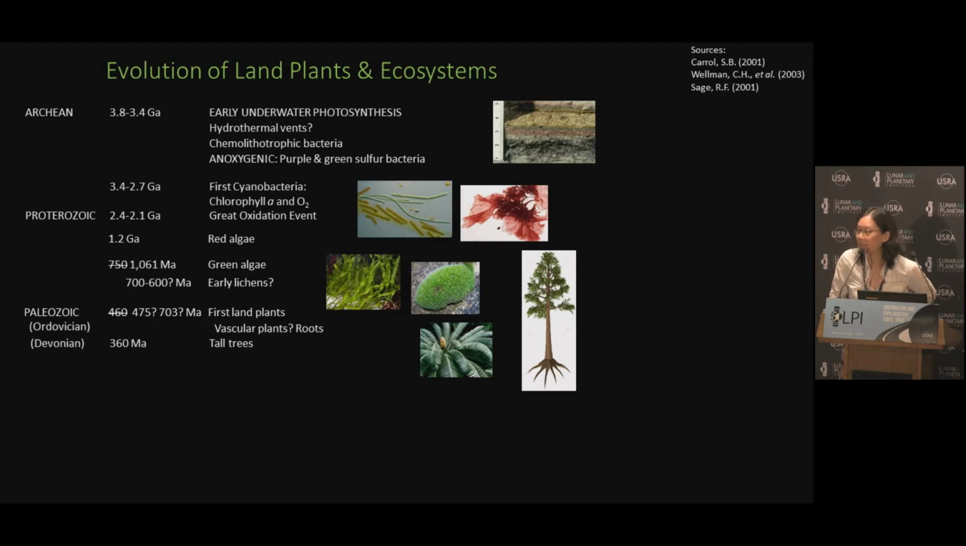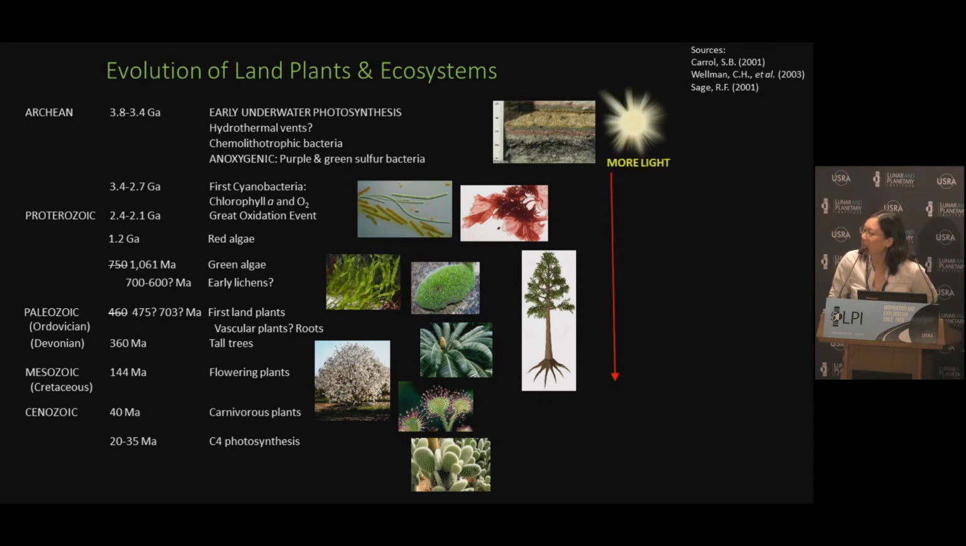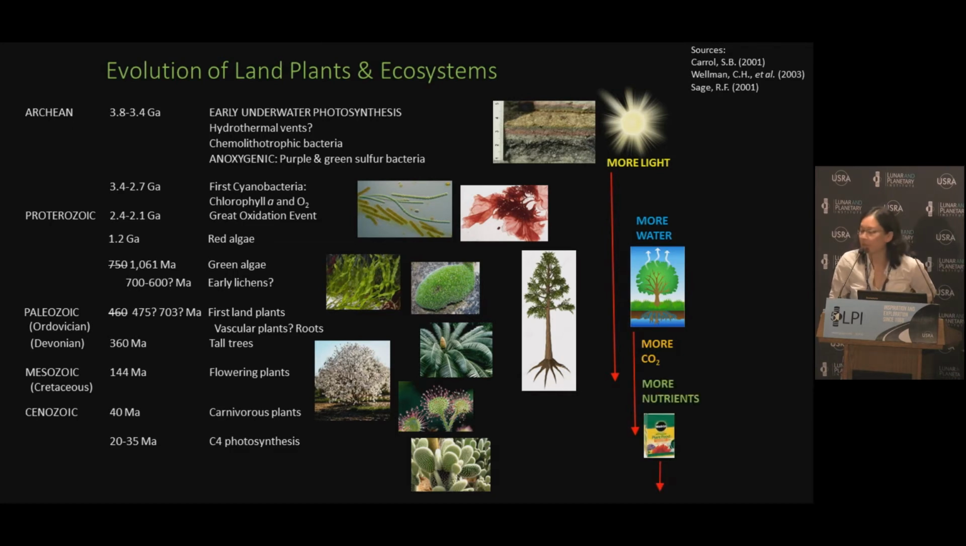And life continued to take off and evolve on the land with flowering plants, carnivorous plants, and C4 photosynthesis, which is a combination architecture and biochemistry change that allows plants to draw down CO2 at lower atmospheric CO2 concentrations. So all these developments, once plants got onto land, worked for the sake of getting more light with canopies and more water with roots and more CO2, and also various symbioses to get more nutrients.